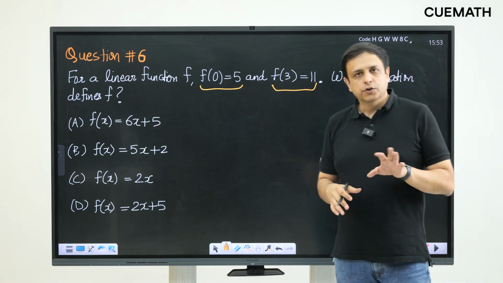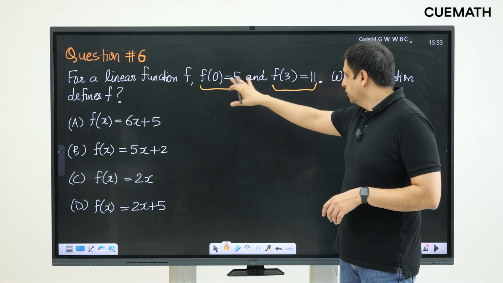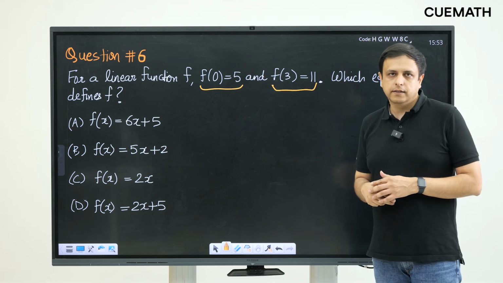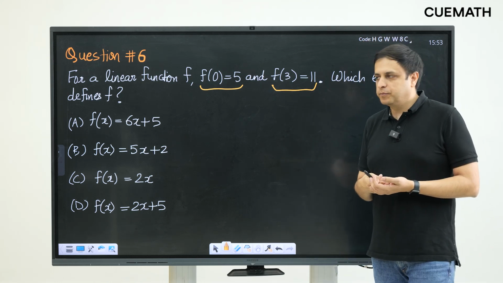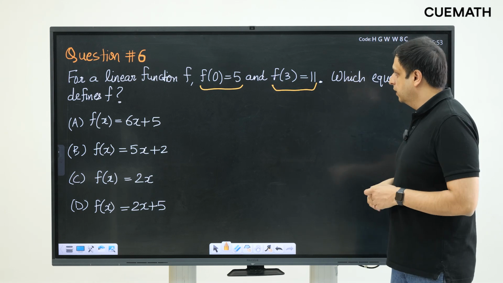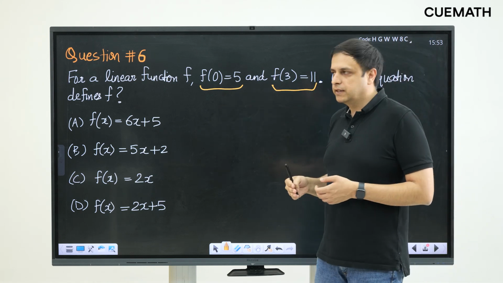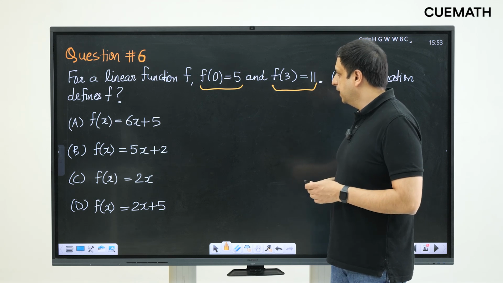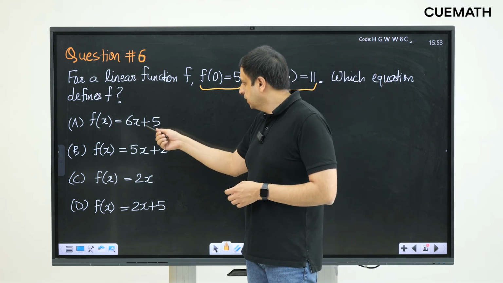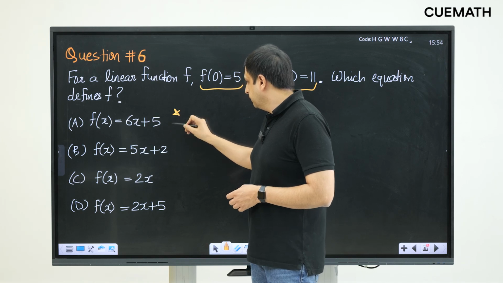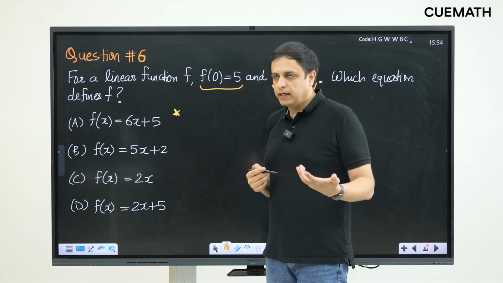So once again, you could ignore the options and use this information to try and find an expression for f of x. But let's be smart, let's try out the options and see which one works. So f of 0 equal to 5 means if x is substituted as 0, the function's value should be 5. So if I substitute x equal to 0 in this case, I'll get 5. So this could be a potential correct answer.